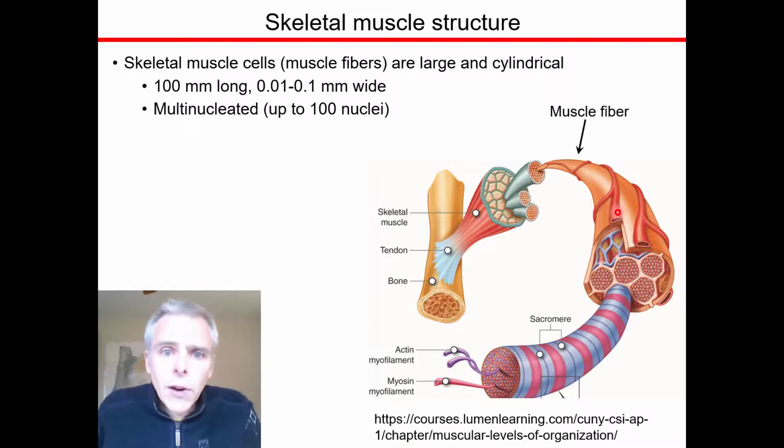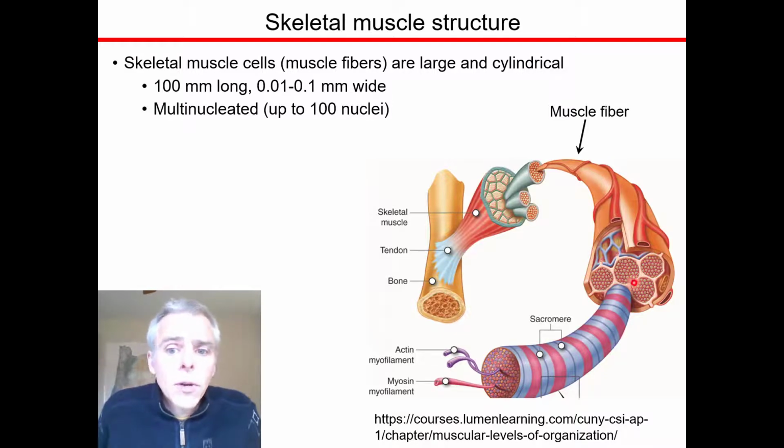There's lots of variability, but they're several dozens to 100 millimeters long, and they are 0.01 to 0.1 millimeters wide. You can compare this to a typical mammalian cell, which a normal cell would be 10 micrometers in diameter, and so rather than being 10 micrometers in diameter, these are 100 millimeters long. These cells are so big because they are multinucleated.